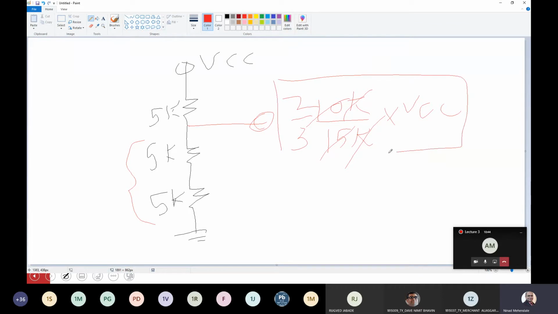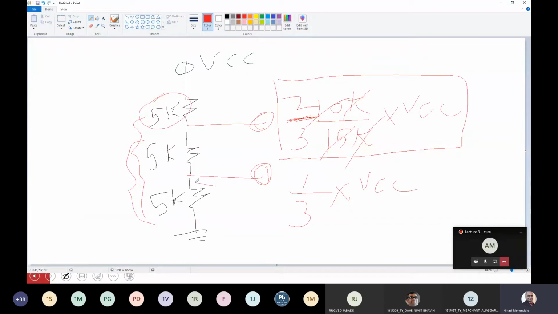So remember, the voltage at this point is 2/3 VCC, and it is irrespective of the value of the resistance. It only needs all three values to be the same. Okay. Next thing is the voltage at this point. If you recalculate, and I'm sure you can do it, the answer should be 1/3 VCC.